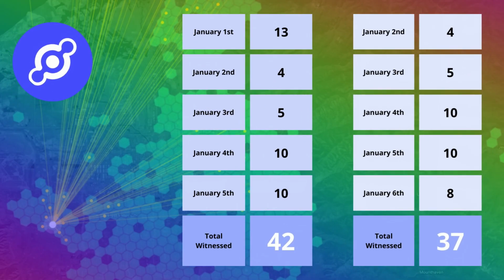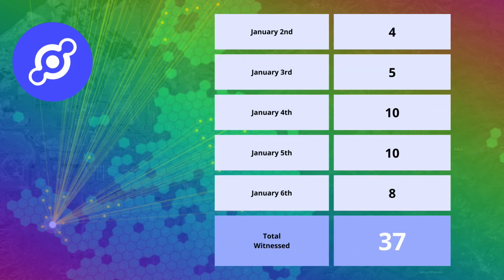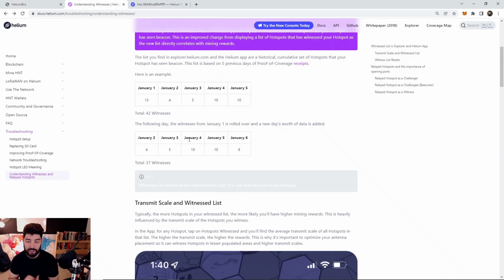So on the first, 13 witnesses, on the second, 4 witnesses, on the third, 5 witnesses, and so forth. The next day is now January 6th, and as you'll notice, the January 1st slot has been taken off, and the January 6th slot has been added on. So the numbers are still the same for each day. The second still has 4 witnesses, the third still has 5 witnesses, and so forth, and then the new slot has 8. So for the 5-day rollover period, you have 37 witnesses accumulatively.